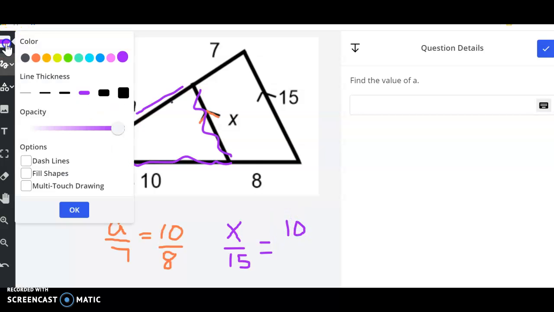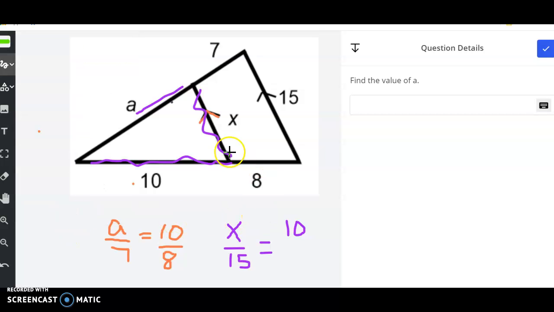And here's where it differs from the last two problems that we've done. I cannot do 15 over 8. 15 is the entire side of this triangle, so we need to do the entire other side of the triangle. So on the bottom part of this fraction, we actually need to do 10 plus 8, which I know that's just 18. Feel free to just put 18, but I want you to know how we got there.